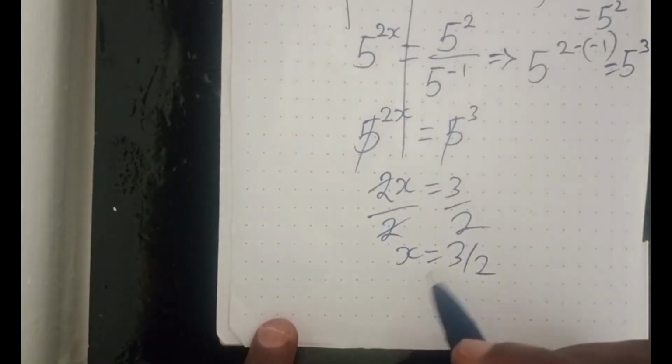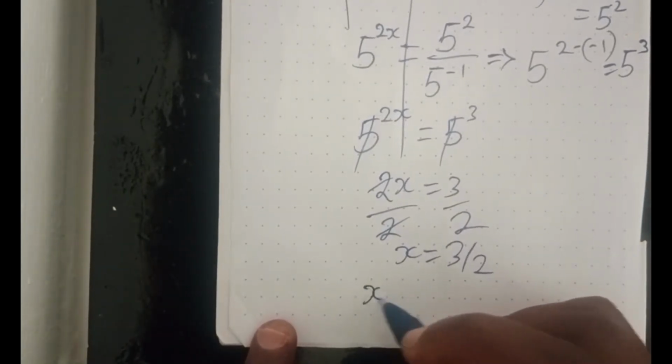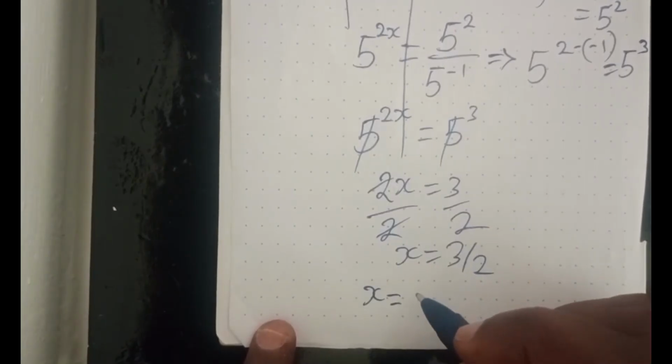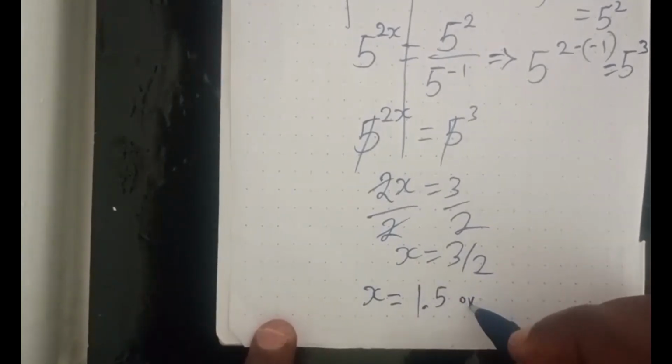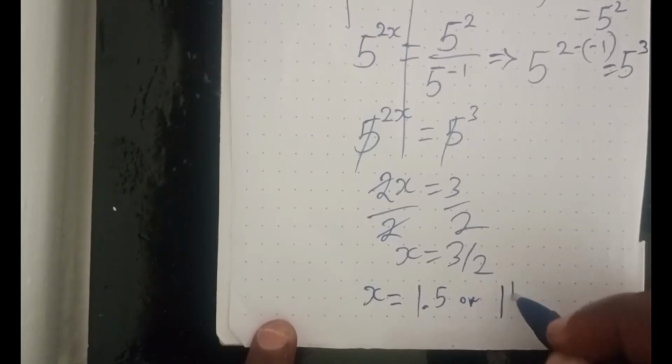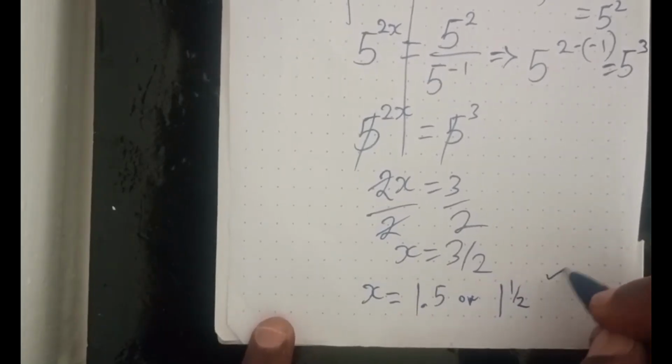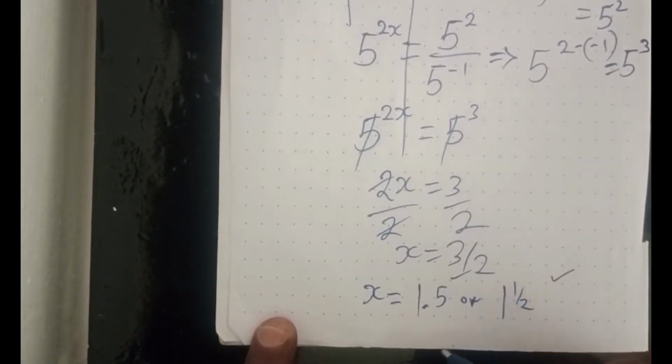You can decide to leave your answer in decimal format. So x can be 3 over 2, which is the same as 1.5 or 1 and a half. Both of these are the correct answers.